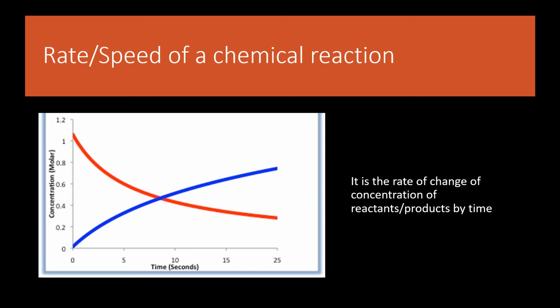Initially, when time is zero, that is the time before we start the chemical reaction. When time goes, we can see that the concentration of reactants decreases with time. At the same time, initially there are no products, that is, the concentration of product is zero initially. But as time changes, there is an increase in the concentration of product. So we can calculate rate in terms of reactants or in terms of products. So what is rate? We can define it like this: it is the rate of change of concentration of reactants or products by the change of time.